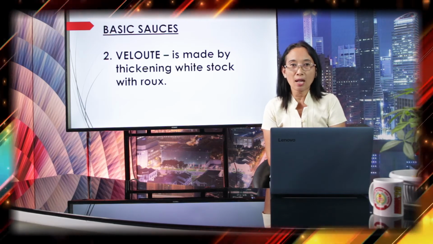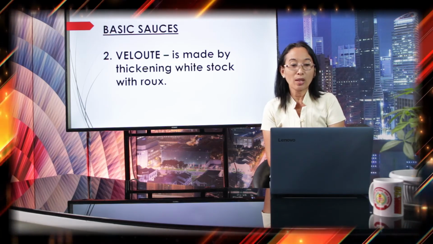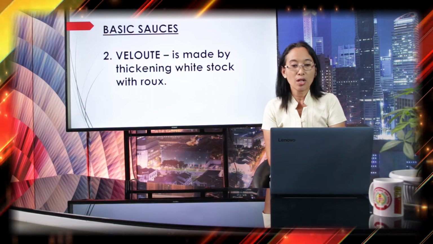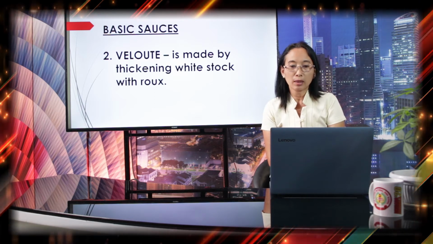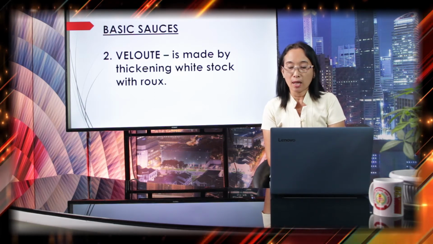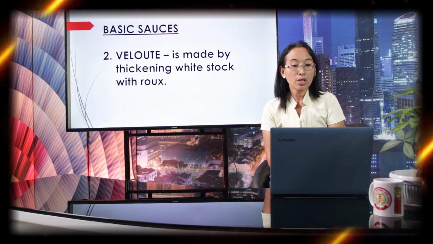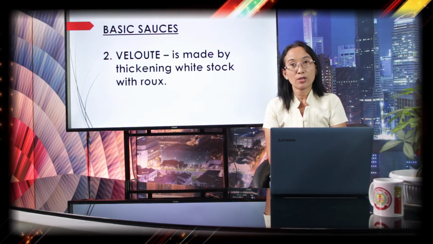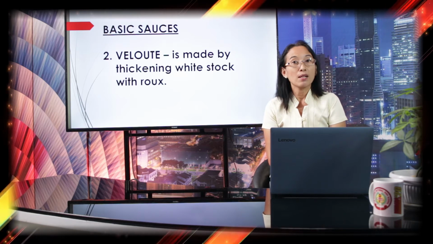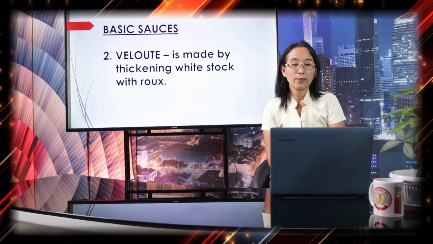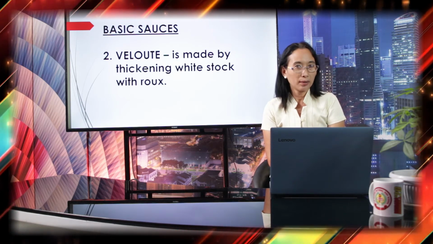When we say stock, it is a simmering liquid of the bones of fish, poultry, or meat. In making a veloute, we can use fish stock, chicken stock, and veal stock. How to make veloute?